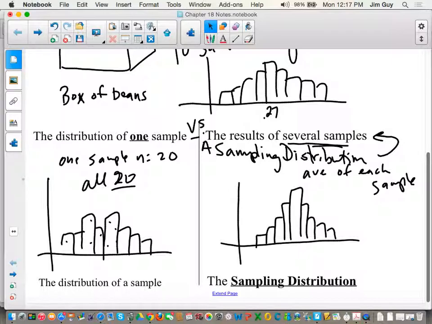And I saw your hand up. I don't know if you still had a question. One sample is not the average. Correct. The sampling distribution is the average. Correct. So we made a sampling distribution. We did, exactly. Yeah, that's exactly it.